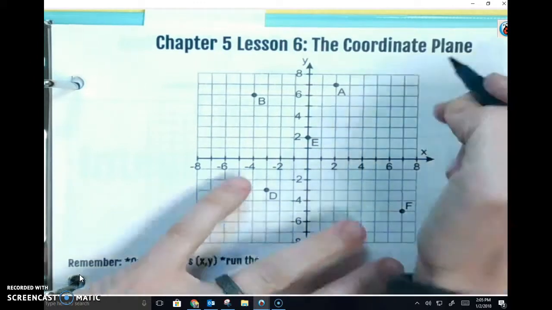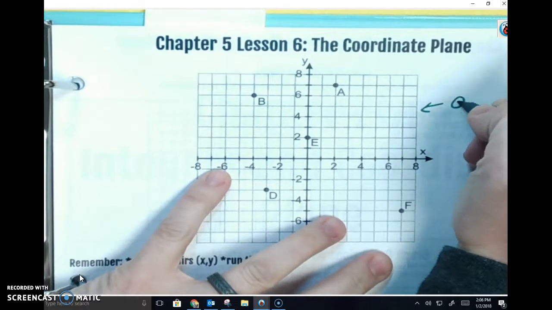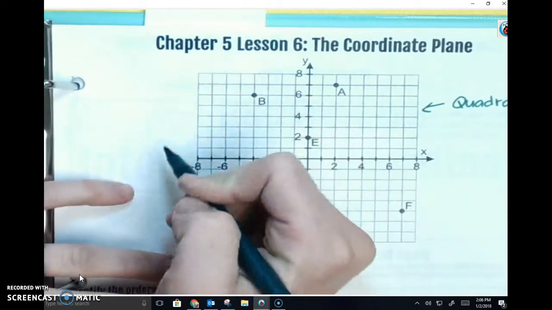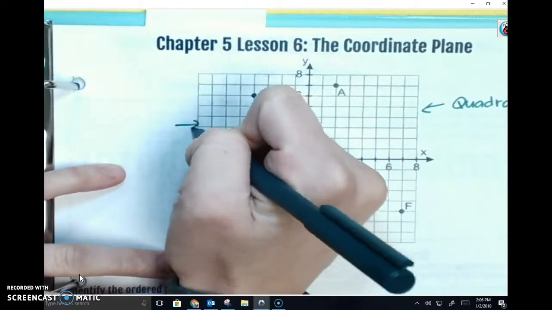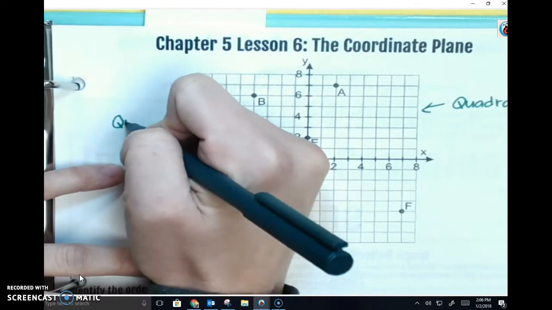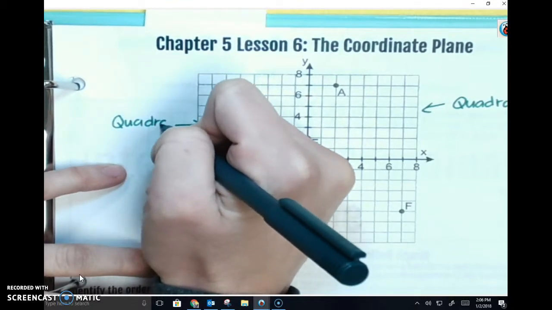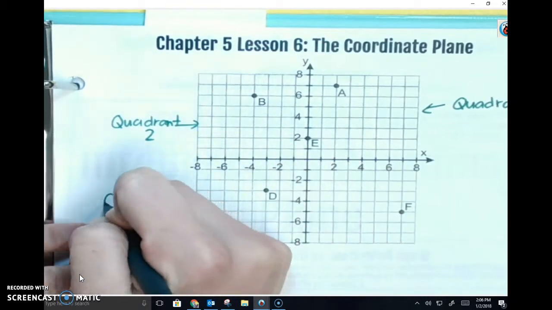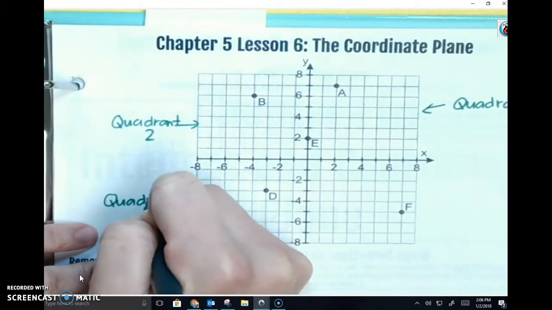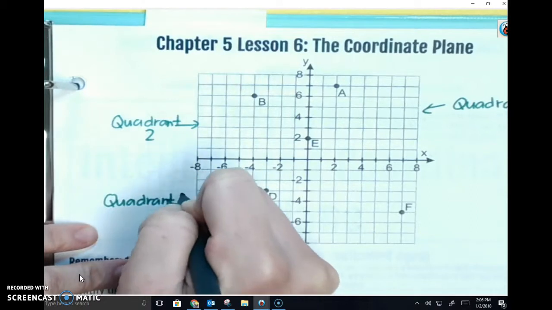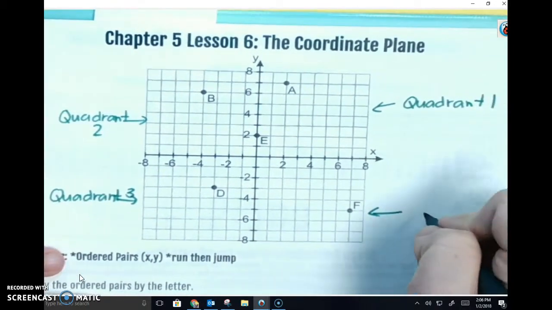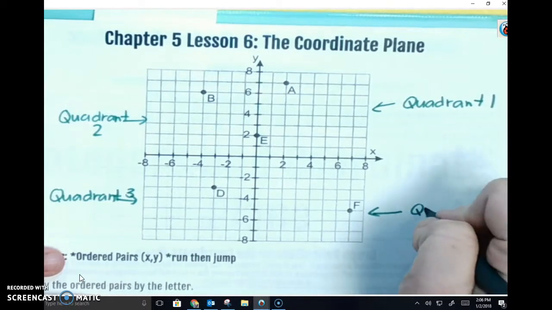Okay, this first one right here, this is called quadrant 1. Then we're going to come over here. This one is quadrant 2. And then beneath it, we have quadrant 3. And this one's quadrant 4. I'm writing them with normal numbers.